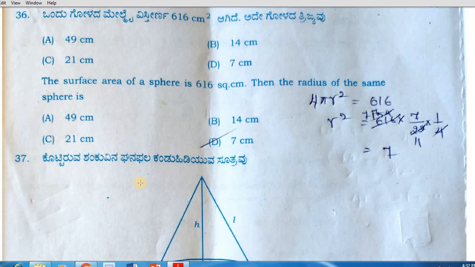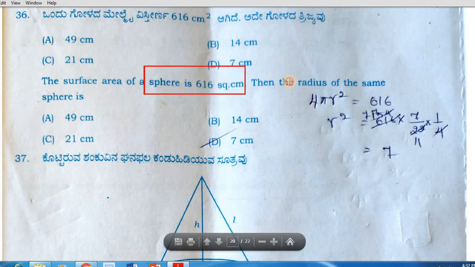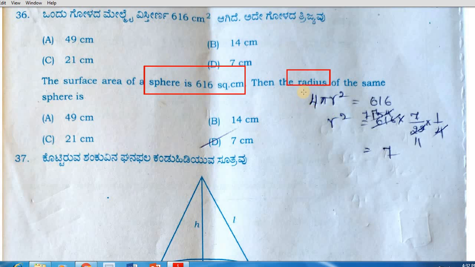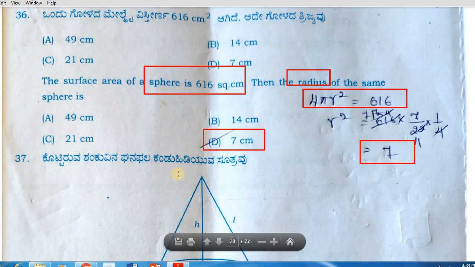I said this is very important because this kind of question is repeated in almost all model question papers. The surface area of a sphere is 616 square centimeter. Then the radius is? Use the formula 4 pi r square equals 616 and simplify, you'll get r value 7. Hence option D, 7 centimeter.